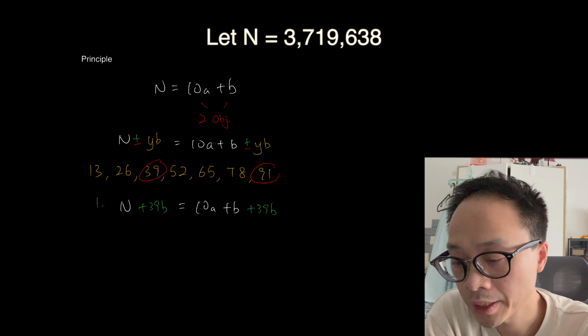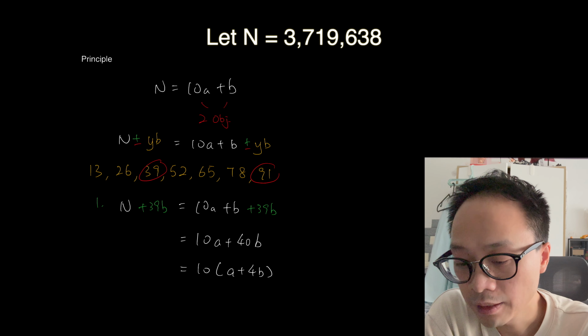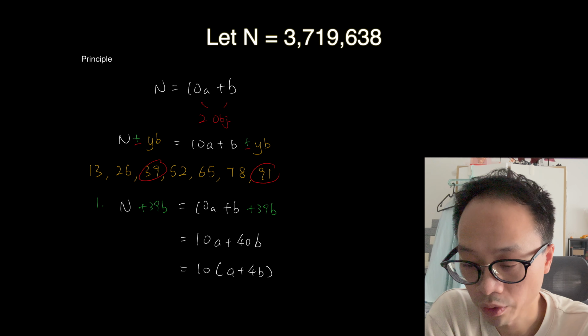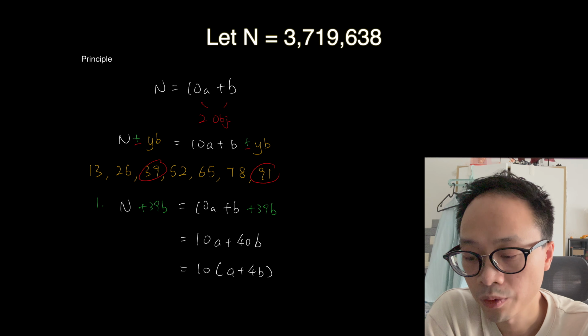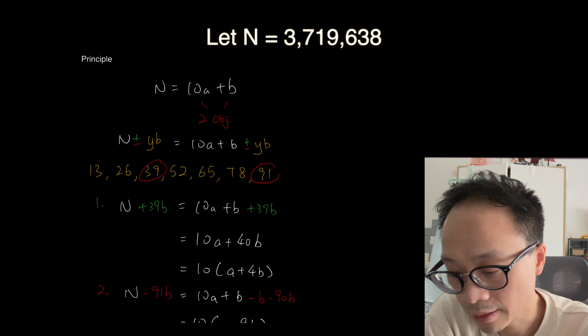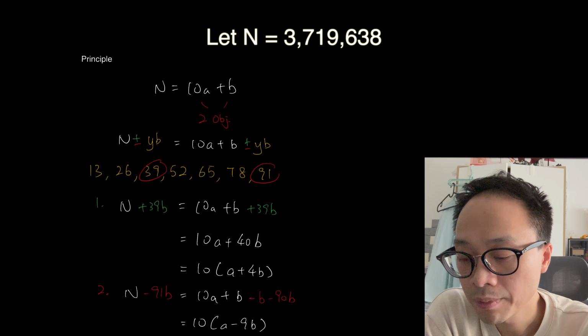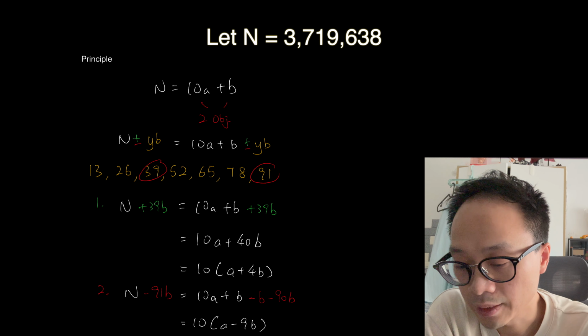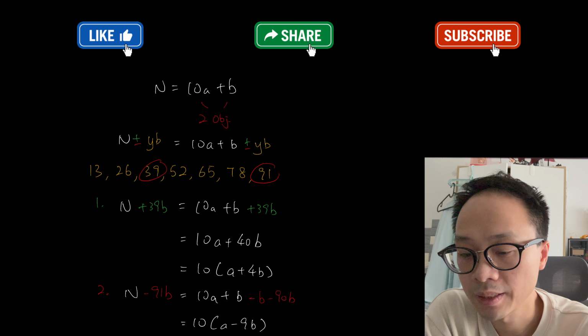First, 10a plus b plus 39b is equal to 10a plus 40b. We extract the 10. Since 10 is not divisible by 13, so a plus 4b must be divisible by 13. For the 91, if we subtract 91b, it is equal to 10a minus 90b, so a minus 9b must be divisible by 13. However, a plus 4b is much easier for calculation, so we use a plus 4b as the formula.